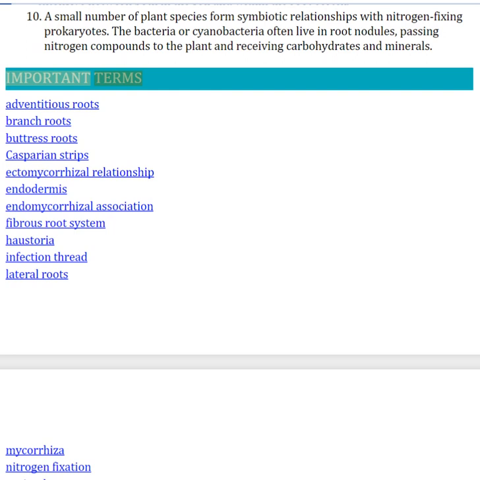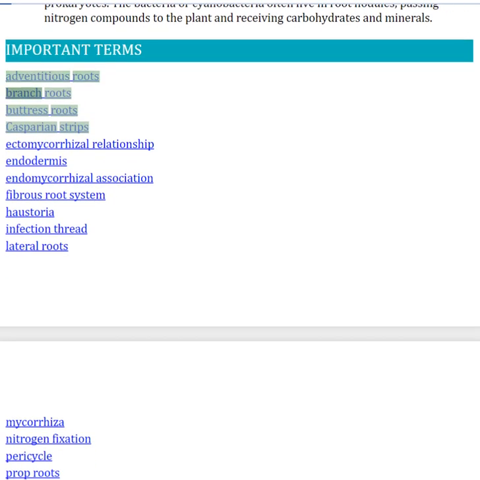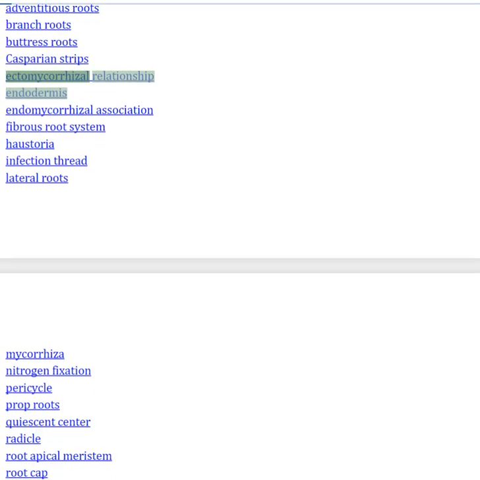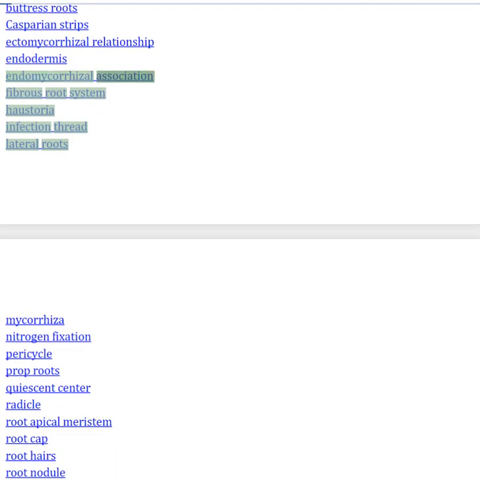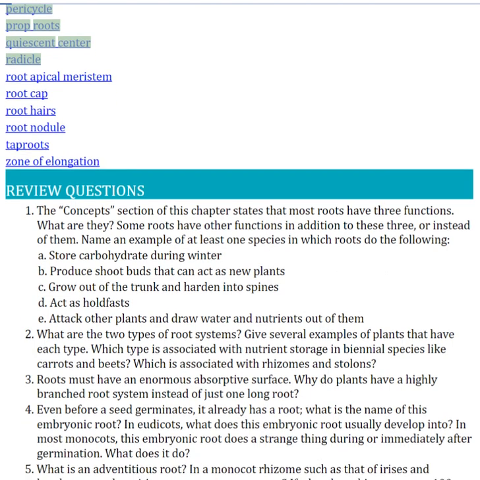Important terms: adventitious roots, branch roots, buttress roots, Casparian strips, ectomycorrhizal relationship, endodermis, endomycorrhizal association, fibrous root system, haustorial infection, lateral roots, mycorrhiza, nitrogen fixation, pericycle, prop roots, quiescent center, radicle, root apical meristem, root cap, root hairs, root nodule, taproots, zone of elongation.